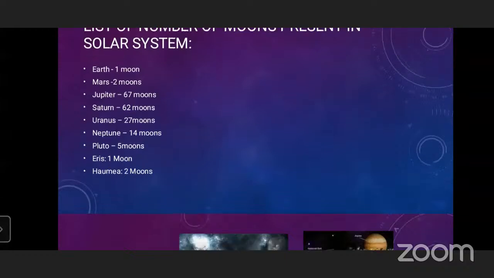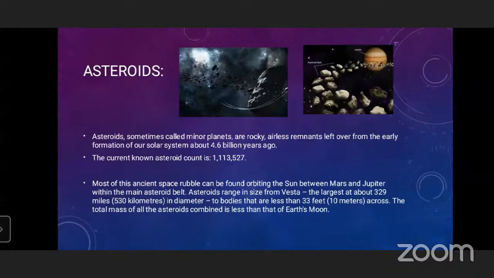Next, about asteroids. Asteroids, sometimes called minor planets, are rocky, airless remnants left over from the early formation of the solar system about 4.6 billion years ago. The currently known number of asteroids is 1,113,527. Most of this ancient space rubble can be found orbiting the Sun between Mars and Jupiter within the main asteroid belt. Asteroids range in size from Vesta, the largest, at about 329 miles or 530 kilometers in diameter, to bodies that are less than 33 feet, or 10 meters, across. The total mass of the asteroids combined is less than that of the Earth's moon.